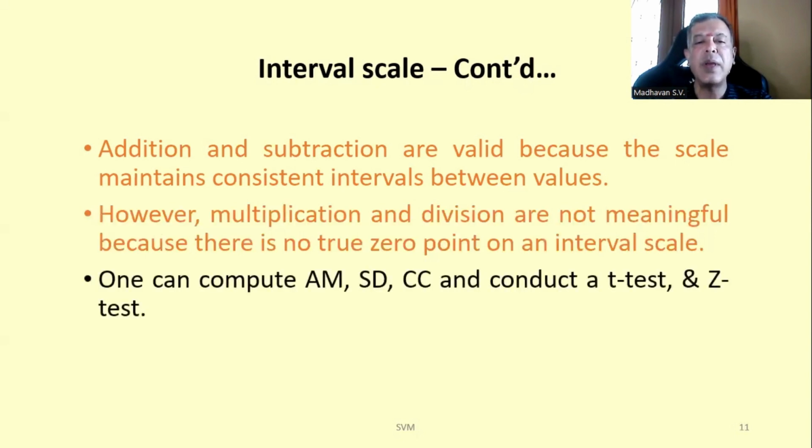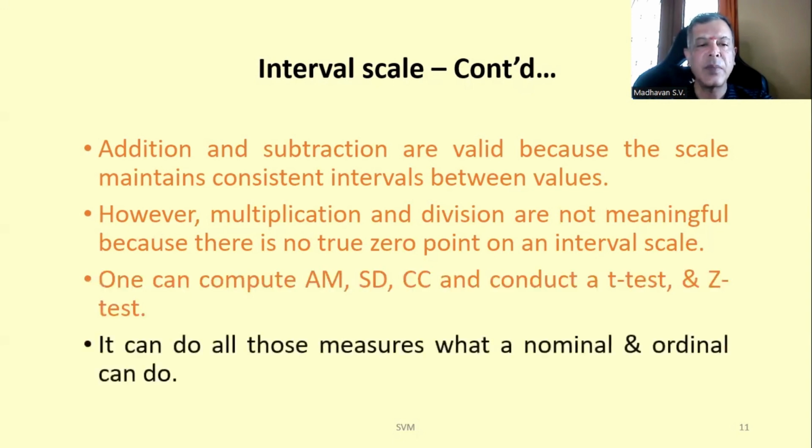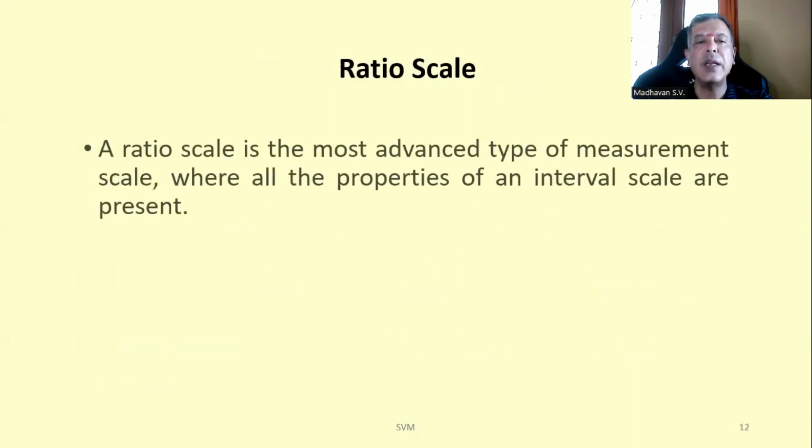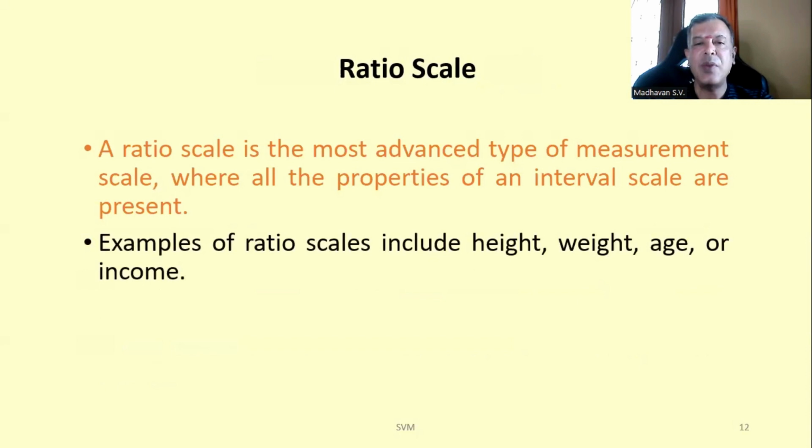So one can compute arithmetic mean, standard deviation, correlation coefficient, and also conduct a t-test or z-test on this. It can do all those measures that a nominal and ordinal scale can do. Next is ratio scale. It is the most advanced type of measurement scale, where all the properties of an interval scale are present. Examples of this scale include your height, weight, age, or income.